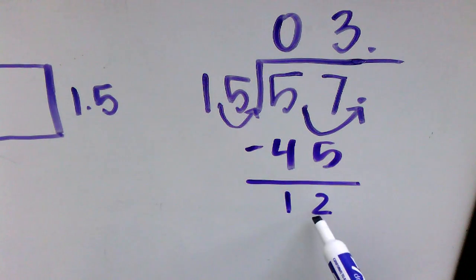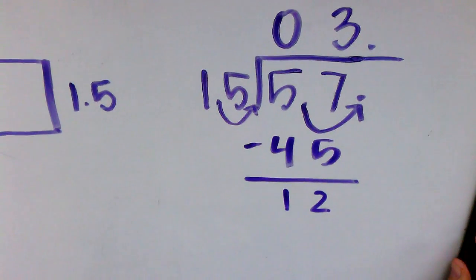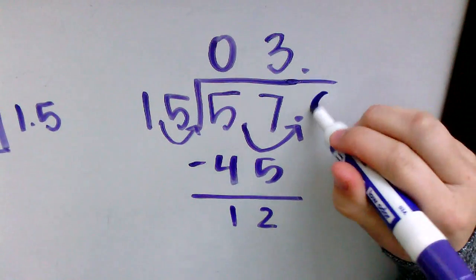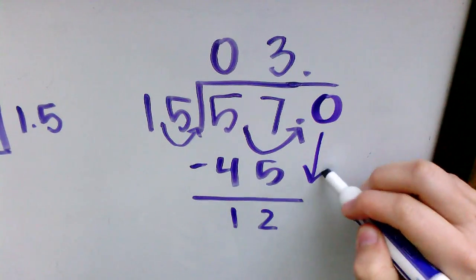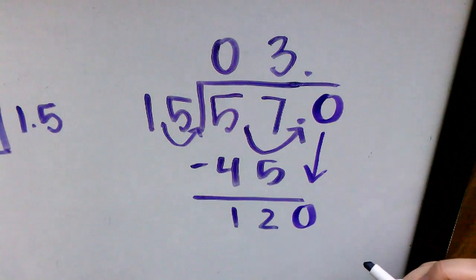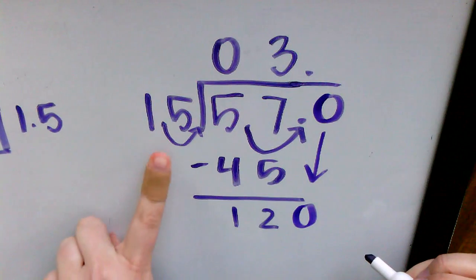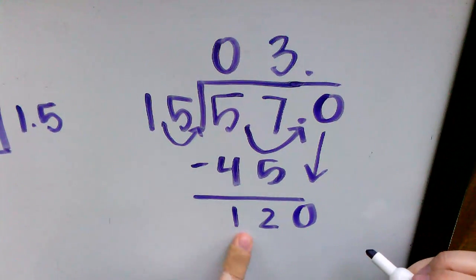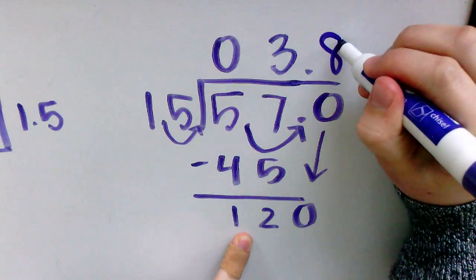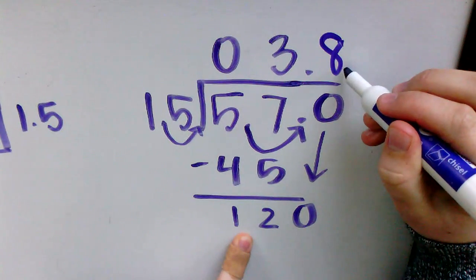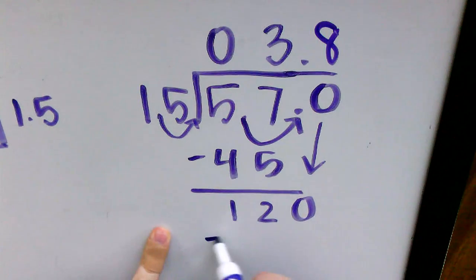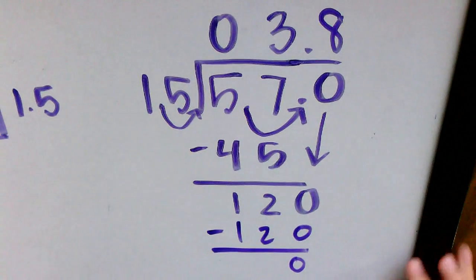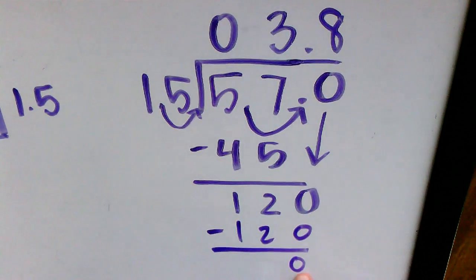Well, 15 can't go into 12, and I know I am not done because I am creating a decimal. So I am going to put a 0 right here and bring it down. So now my number is 120. How many times can 15 go into 120? I know that 15 can go in 8 times, so I put it directly above the 0. 8 times 15 is 120. So that is how I know I am done, when I reach 0.